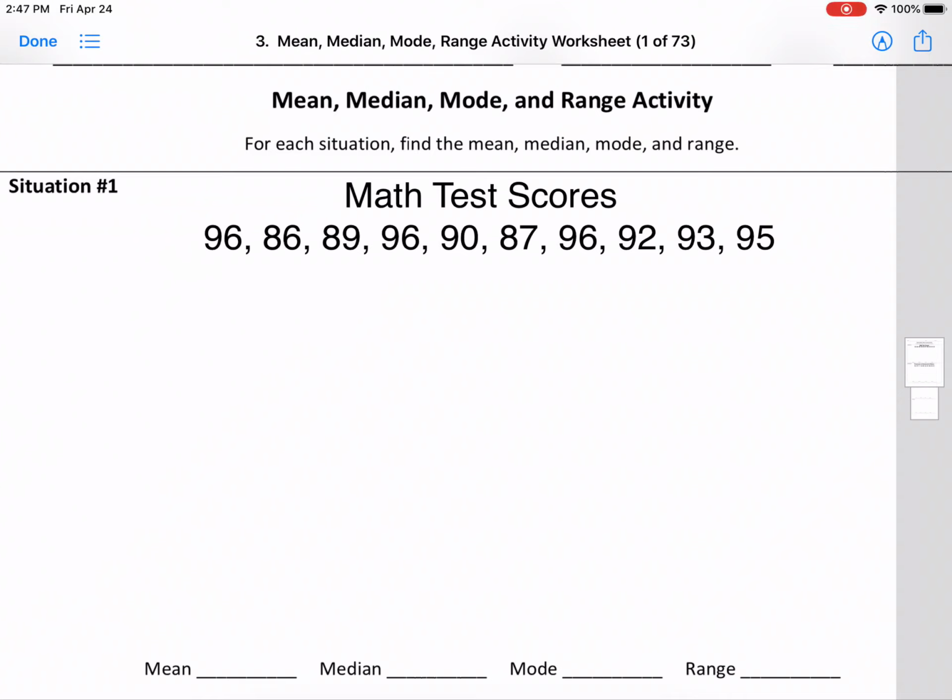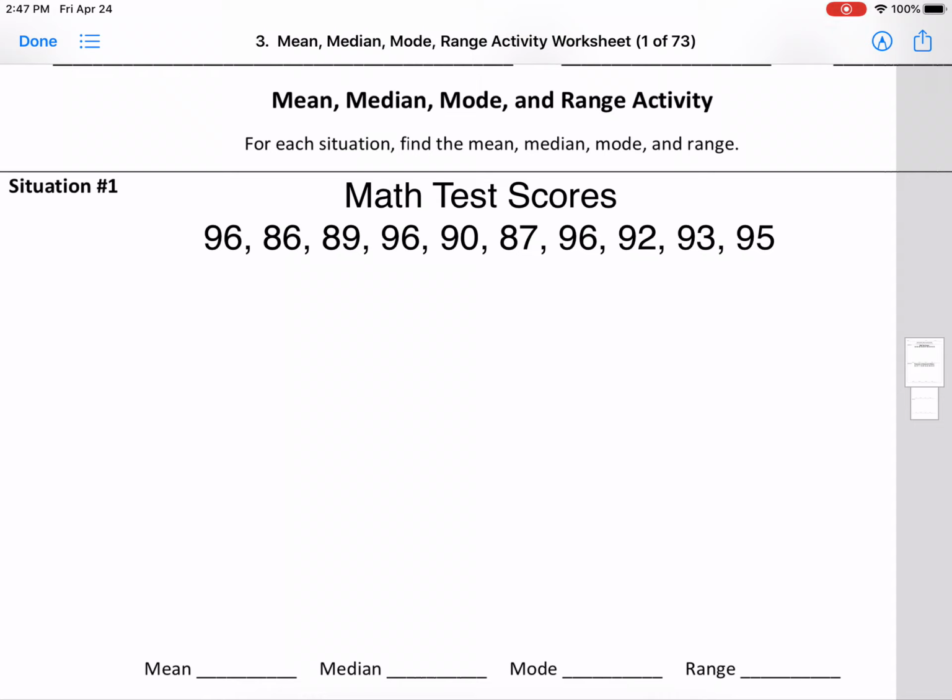The mean, median, mode, and range activity. The directions say for each situation, find the mean, median, mode, and range. So for situation 1, we're given math test scores: 96, 86, 89, 96, 90, 87, 96, 92, 93, and 95.